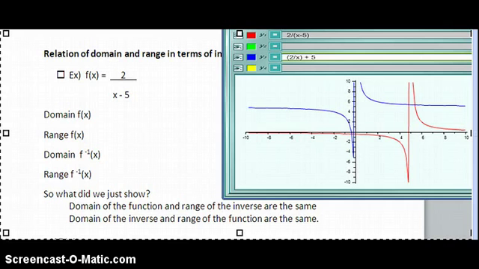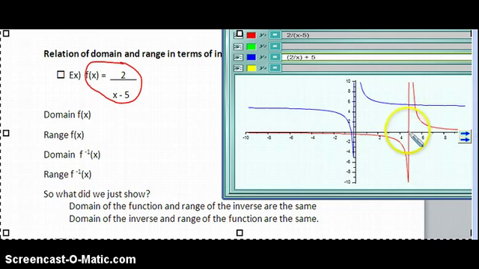Okay, for our next example, I want to talk a little bit about the relationship between the domain and range of a function, and the relationship that it has with the domain and range of the inverse of the function. So what I've done so far is I've got two different graphs up here. Let's just right now focus on the red graph, and the red graph is the original function. So I plugged in y equals 2 over x minus 5, and I get this.